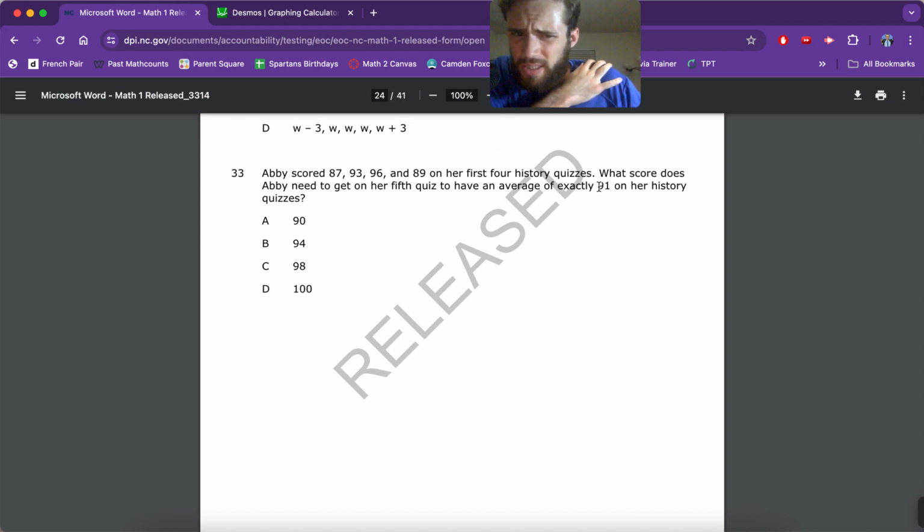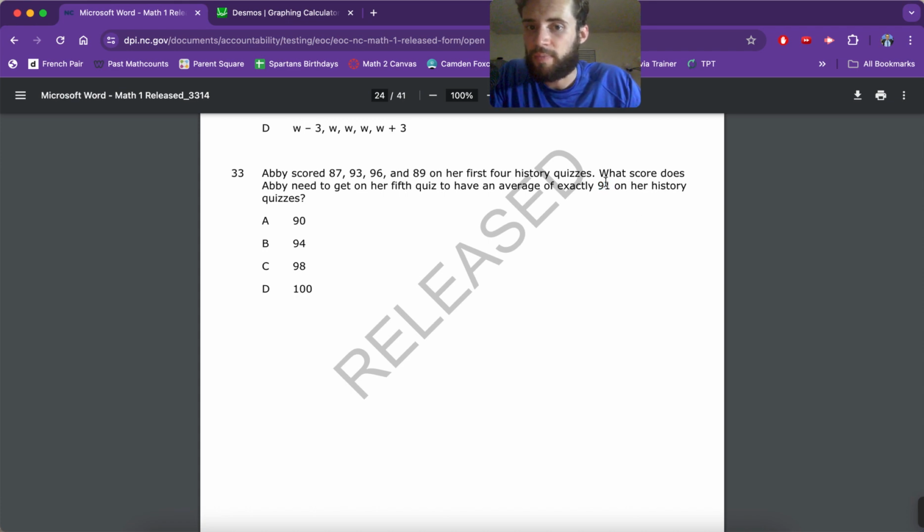The best way to do it is to multiply 91 by 5, because the average is the sum divided by the number of things. So if you take a 5th quiz, there's 5 things. So whatever the sum is, you're dividing that by 5, and you want that to be 91. So if we do it in reverse, starting from the mean being 91 that we want, multiply 91 by 5, which would be, well, 9 times 5 is 45. So it's going to be 450 when you multiply it by 90 plus 5.